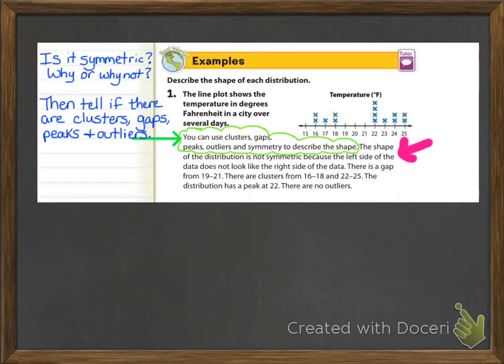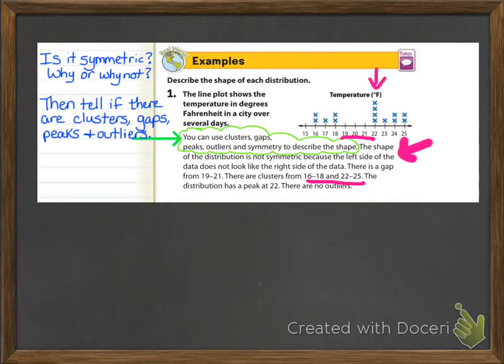Oops, let me get my marker ready. There is a small cluster over here in this area between 16 and 18, and then there's a larger cluster over here between 22 and 25. So you could talk about that, and it does tell you this right over here. And then you can also tell me that there's gaps. So there's gaps between 19, 20, and 21. And then you could also tell me what the peak is. Remember, the peak is like the highest part, and it peaks at the 22.